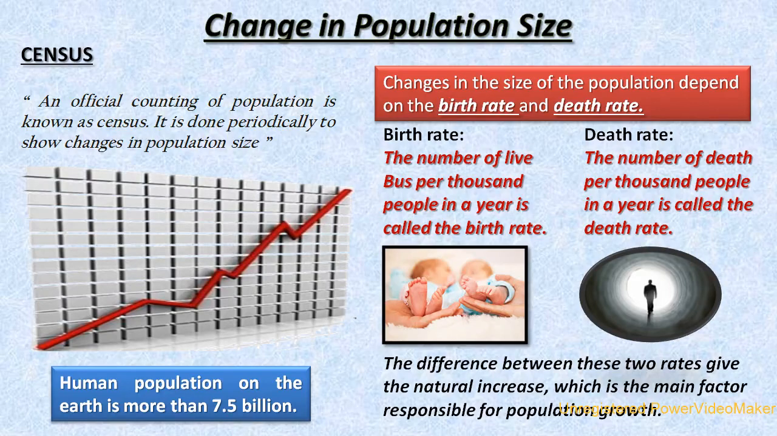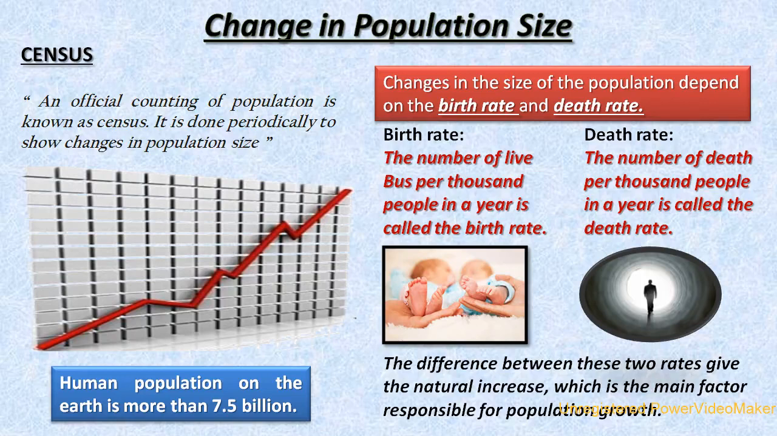When some deaths happen, population decreases. When some births happen, population increases. That's quite natural. So we can say that changes in the size of population depend on the birth rate and death rate. Now we are going to look at the definition of the birth rate. The number of live births per 1,000 people in a year is called birth rate. The number of deaths per 1,000 people in a year is called death rate.